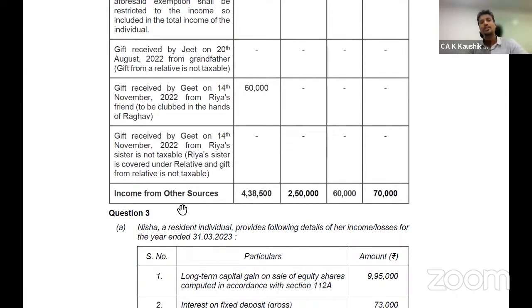4,38,000, including income from other source, income from salary, and income from business, is the total income of Raghav. 2,50,000 is the total income of Ria, 60,000 is the total income of Geet, and 70,000 is the total income of Jeet. So thereby we come to the end of question number 2.